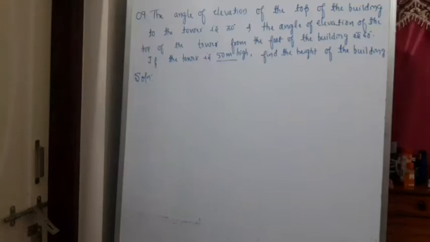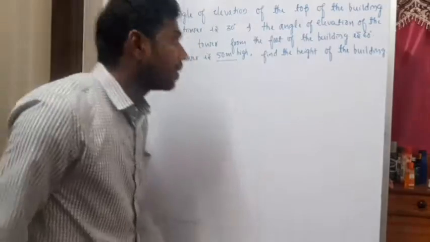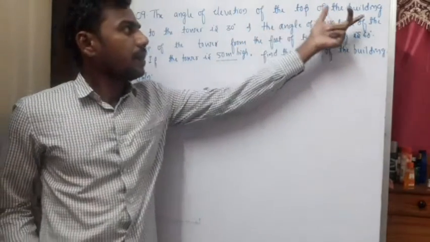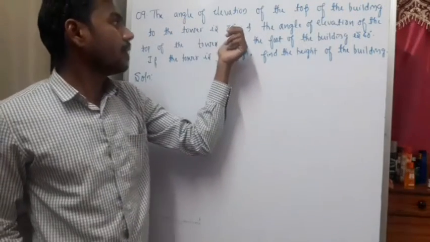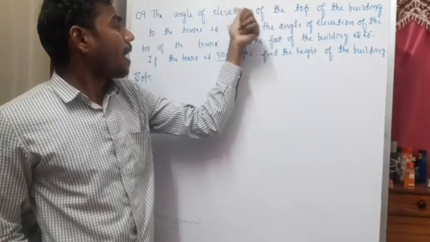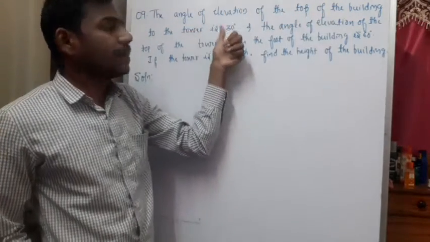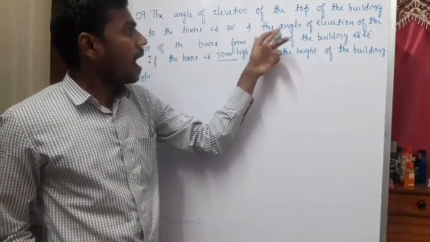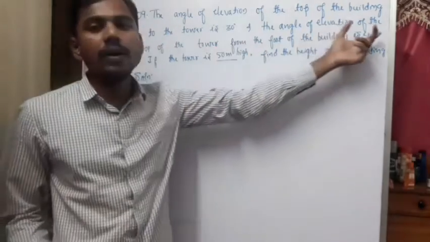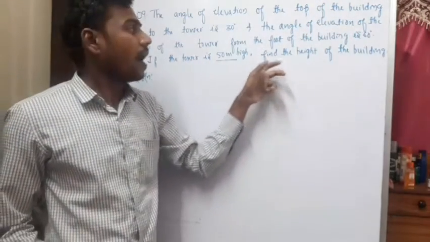Dear students, we will continue with exercise 9.1, that is application of trigonometry. The ninth question: the angle of elevation of the top of the building to the tower is 30 degree. If the tower is 50 meter high, find the height of the building.